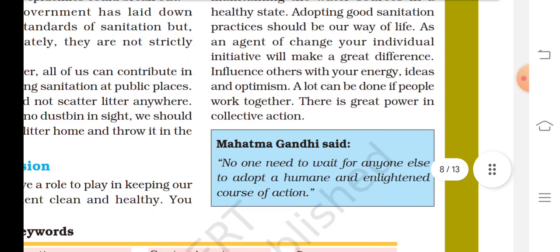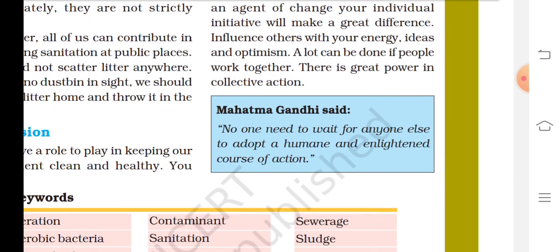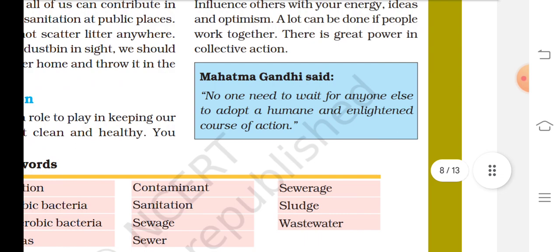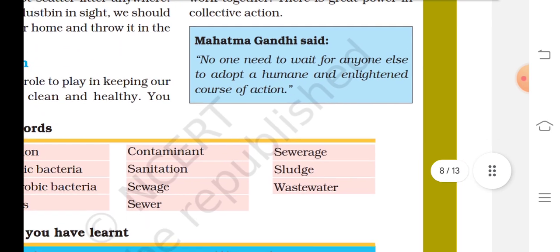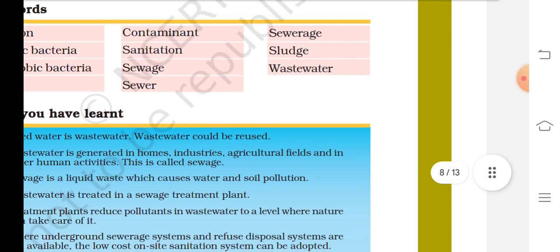As an agent of change, your individual initiative will make a great difference. Influence others with your energy, ideas, and optimism. A lot can be done if people work together. There is great power in collective action. Mahatma Gandhi said, no one need wait for anyone else to adopt a humane and enlightened course of action.